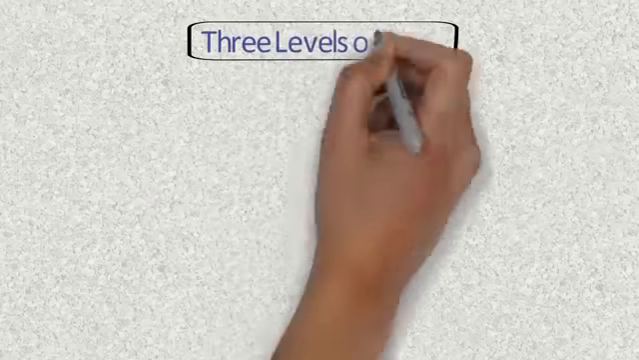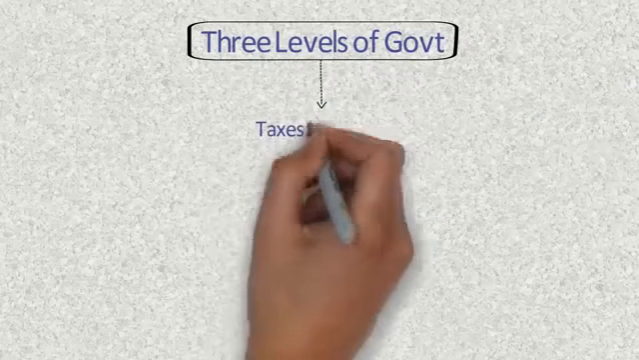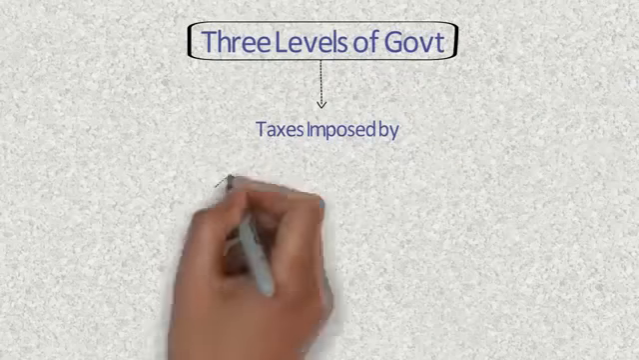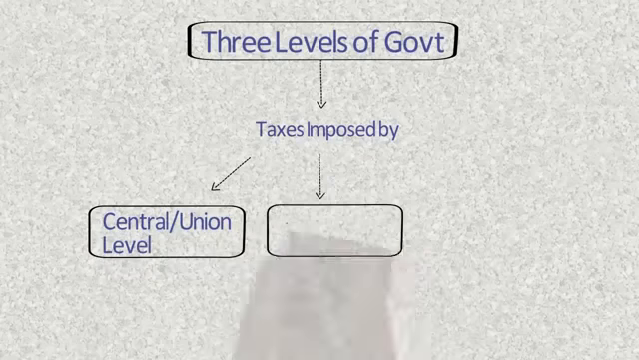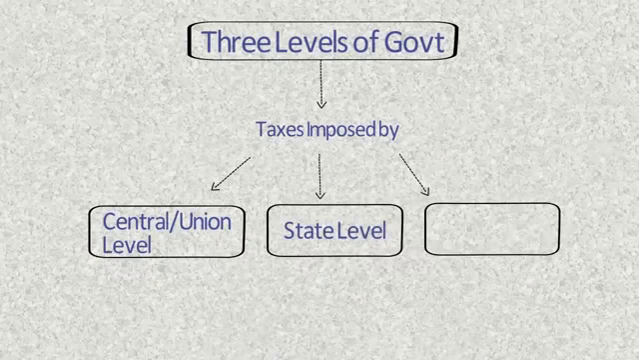Let's get started. There are basically three levels of government which are responsible for imposing taxes in India. First is central level or union level, second is state level, and third is local level. Now let us have a look on each level one by one.